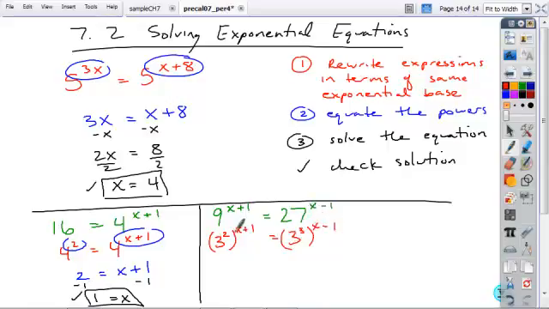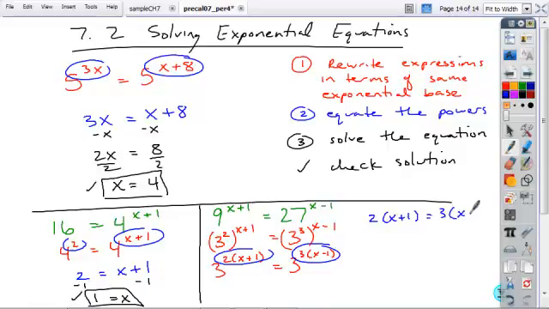So continue to simplify here. We do have to apply the properties of exponents. When you take a power to a power, you do what with their powers? You multiply them. So 2 times x plus 1. Here we get our base 3. Again, power to a power, you multiply. 3 times x minus 1. And so once we get to this step, both sides of our equation are the same exponential base. So we can now equate their powers. I'm going to do that over here. So we get 2 times x plus 1 is equal to 3 times x minus 1.